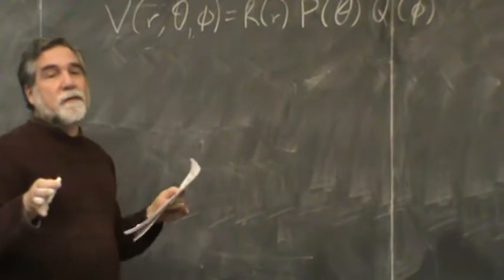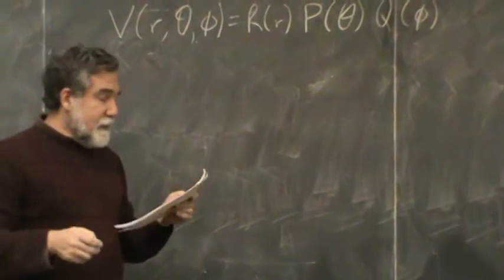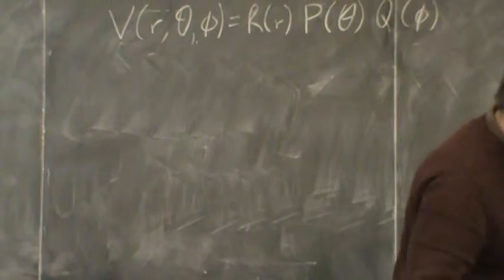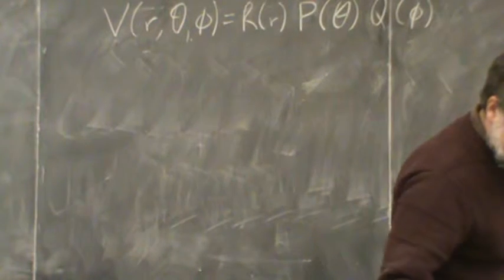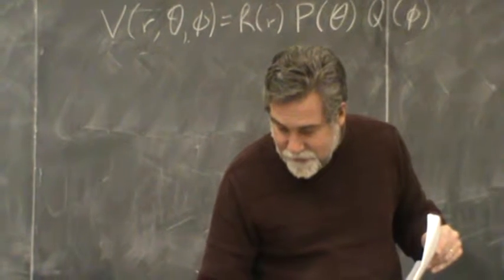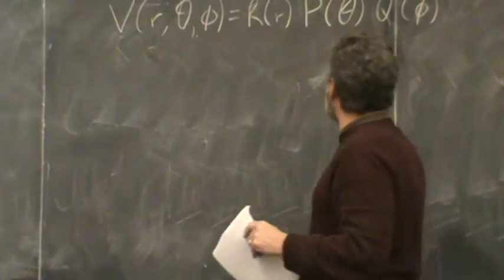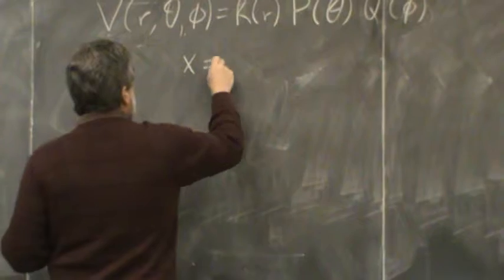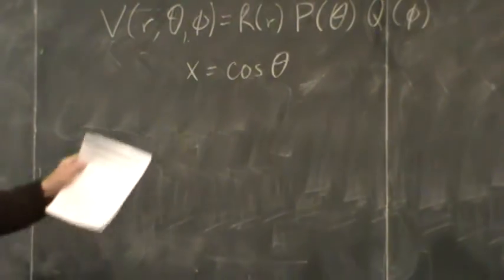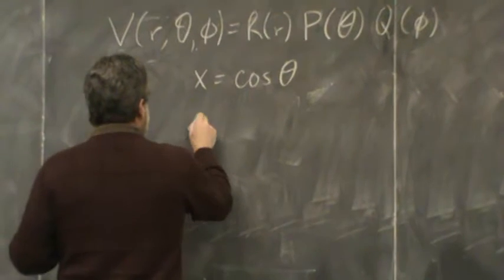I can transform that equation in theta into an equation that looks like this. I am changing variables on you. I made a simple substitution, which is that x is equal to cosine theta. And then that equation that I wrote there can be changed into this equation. It's not that hard.